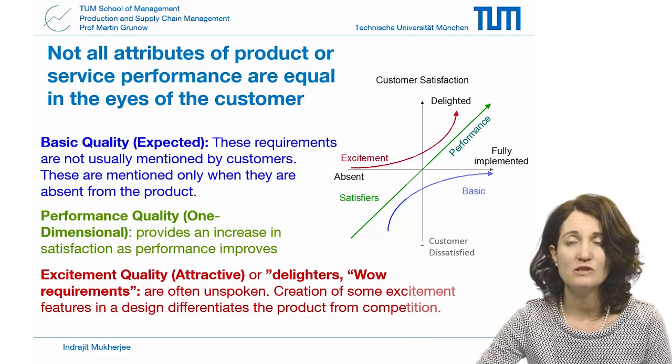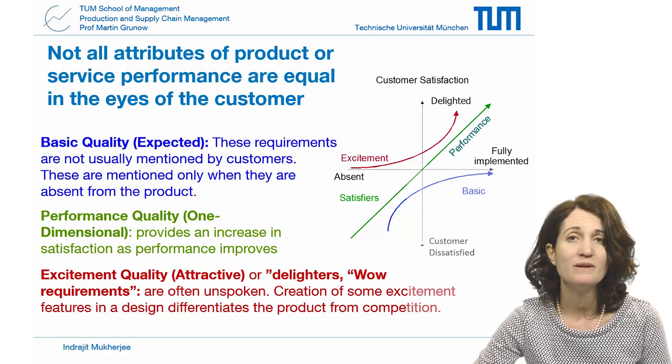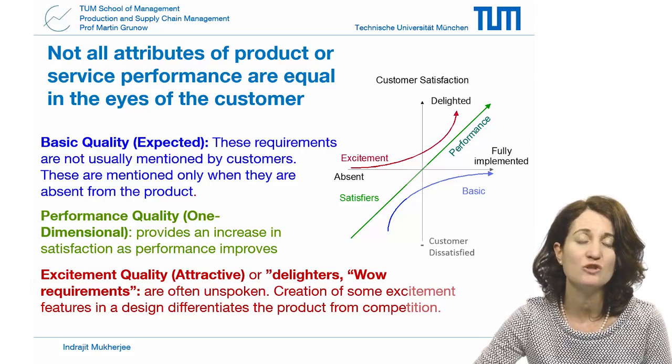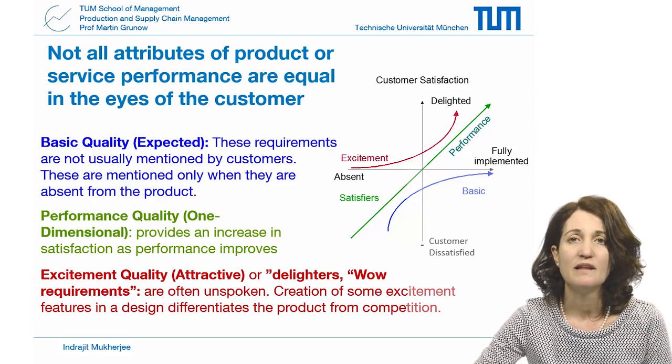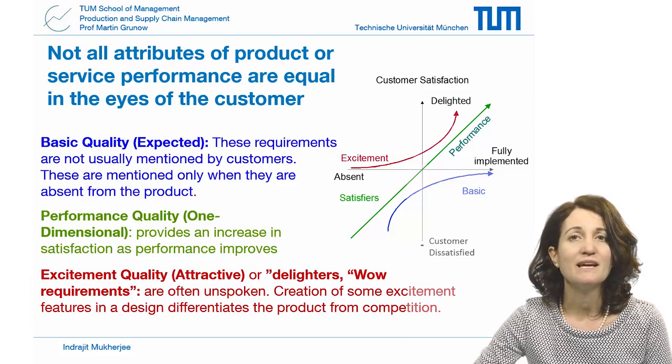For a bicycle, this could be the weight of the bike. The lighter the bike, the happier you are. It could be the number of gears, or maybe additional components. If you have a bike with lights, you'll be happier than one without. The last one is the red one, the excitement or attractive quality features. These are unexpected and they delight the customers.